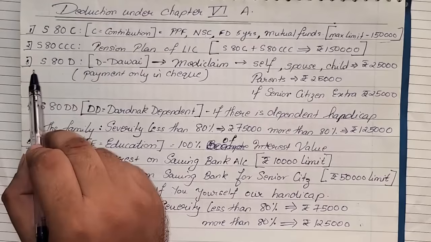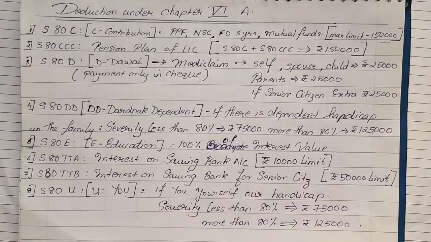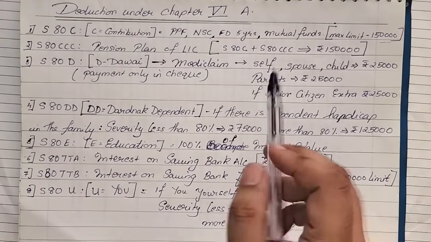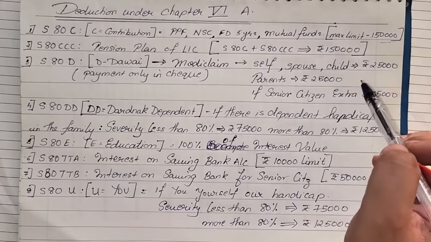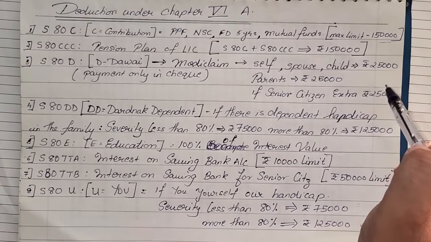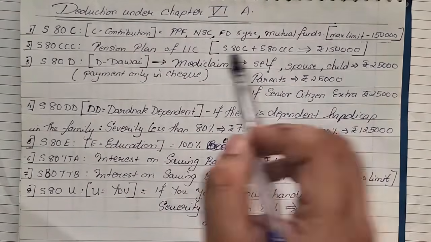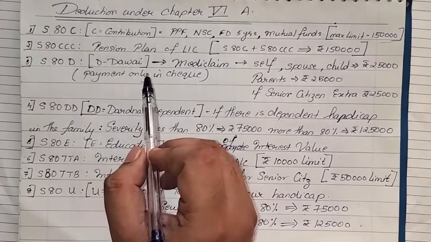Next comes section 80D. Remember D for dawai. Dawai means something related to mediclaim. Okay, so D is for dawai. For self, spouse, child, parent, you can get a deduction of 25,000 rupees. And if there is a senior citizen, you can get an extra 25,000 rupees. Just remember, mediclaim has to be paid by cheque only, then you can ask for this particular deduction.